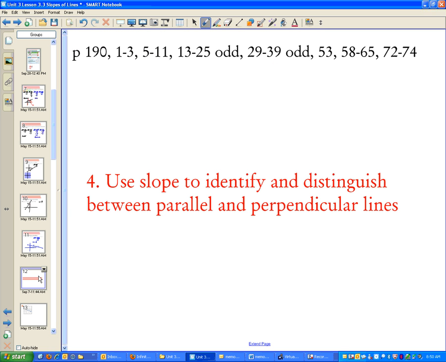So here's what I want you to work on. Page 190, 1 through 3, 5 through 11. Those shouldn't take you very long. 13 through 25 odd, 29 through 39 odd, 53, 58 through 65, 72 through 74. Woo!